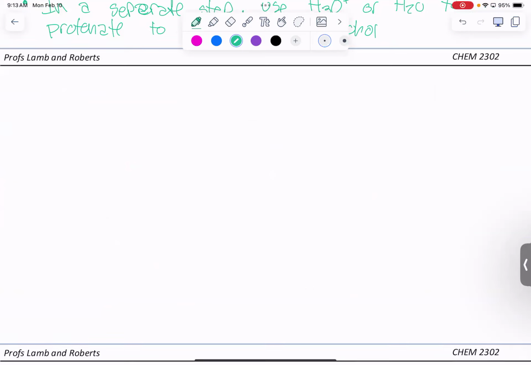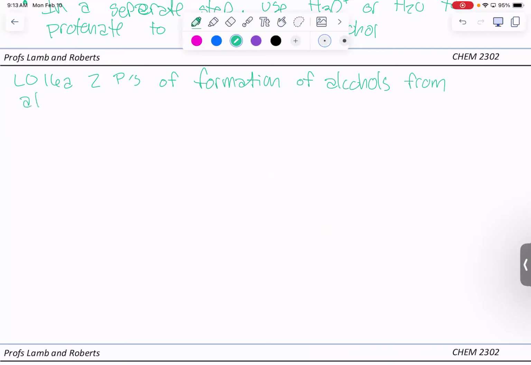All right, so our first learning objective in chapter 16 is 16A, and it's a 2Ps. It's a 2Ps of formation of alcohols. You're going to see that is a big topic for this chapter. So always forming alcohols, but our learning objectives are differentiated because it's the different routes that we're going to use. So the formation of alcohols, in this case, is from aldehydes and ketones.